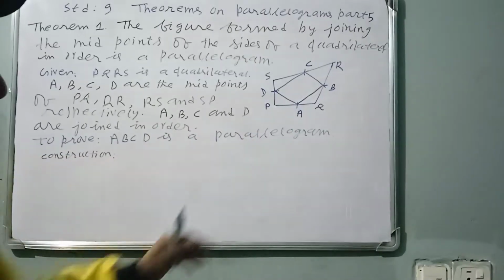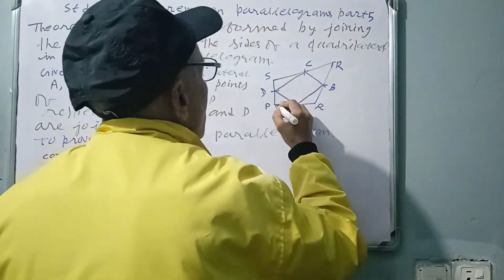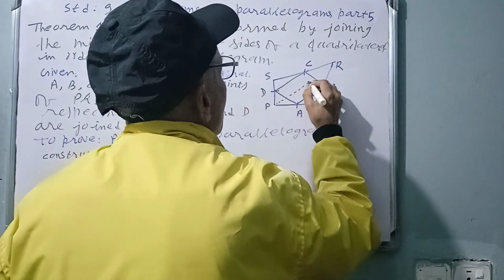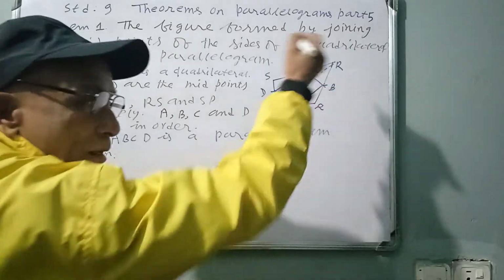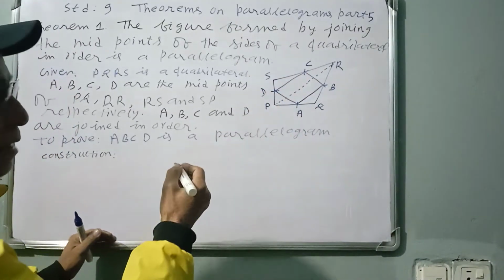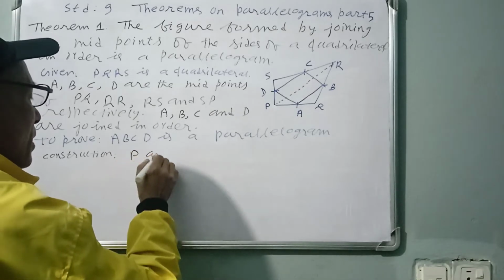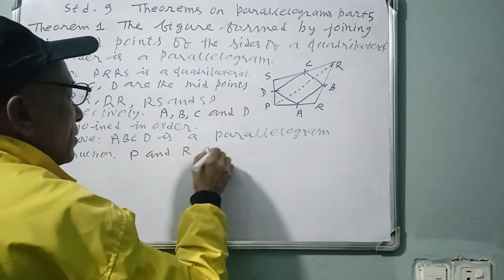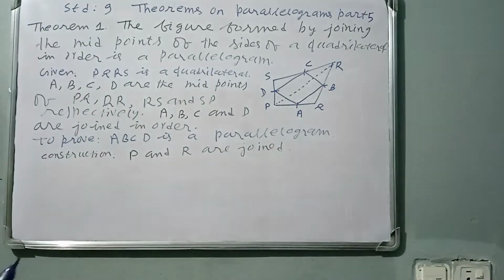Construction is needed. Either join SQ or join PR. Since you have to draw only a straight line, P and R are joined, you don't need a new diagonal. What is the reason for joining?